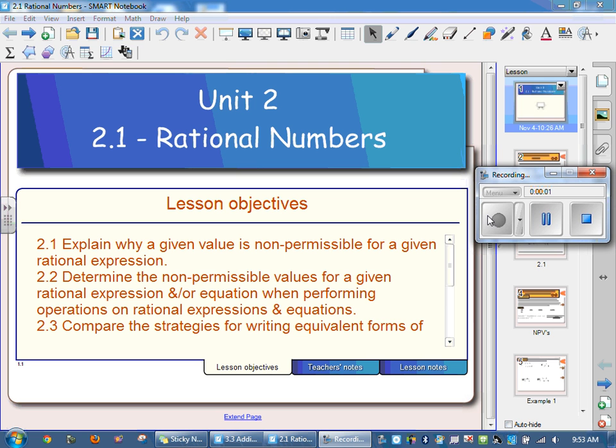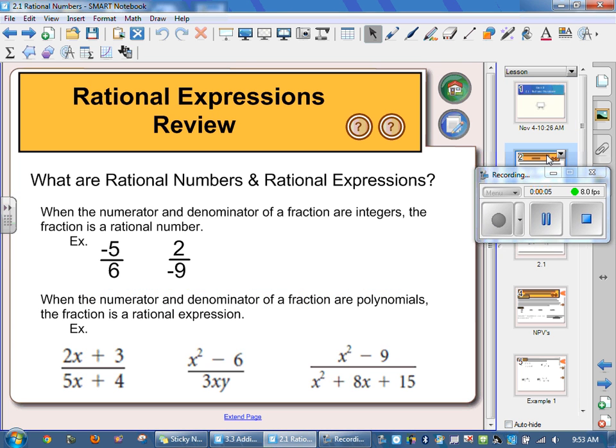Lesson 2.1 of Unit 2, Rational Numbers. Let's describe what a rational number is and review rational expressions and rational numbers. Well, they are numbers where the numerator and denominator of fractions are integers of some sort. So basically rational numbers can be put into fraction form or decimals.